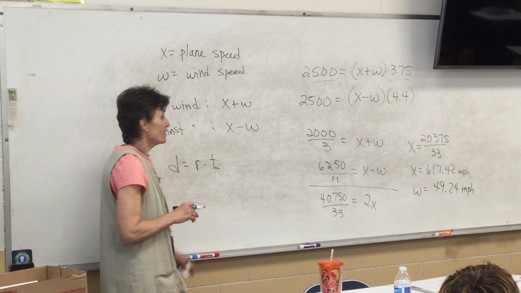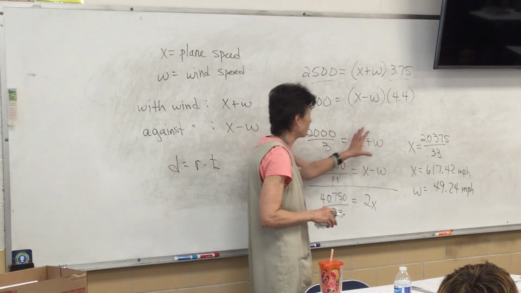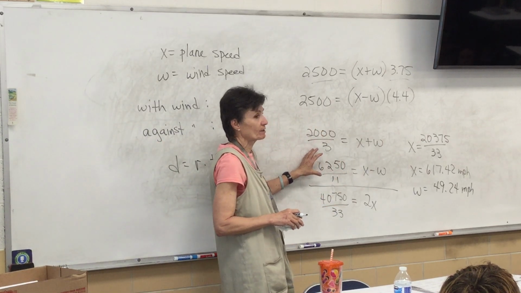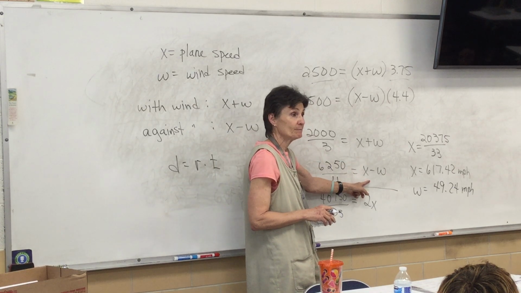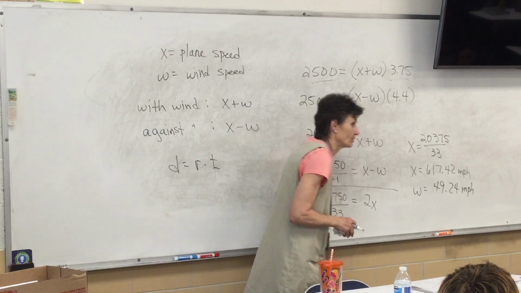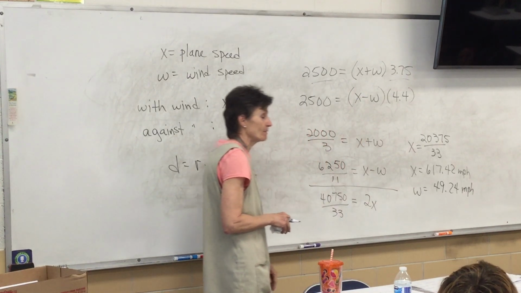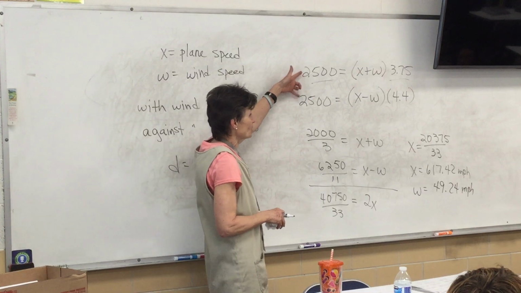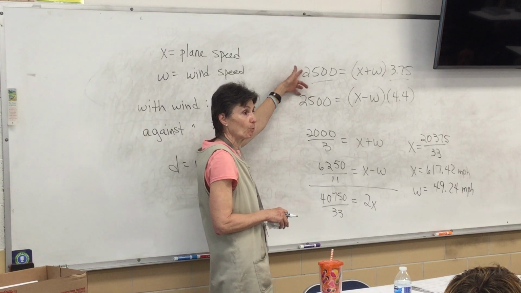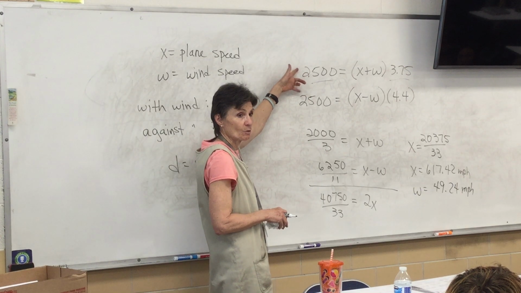Okay? Now, back here at this point, if you really didn't want to mess with these fractions, you could have multiplied by 3 and multiplied by 11, and then done regular elimination if you wanted to. But these are the equations that you set up. That's the important part. Everybody okay with these equations?